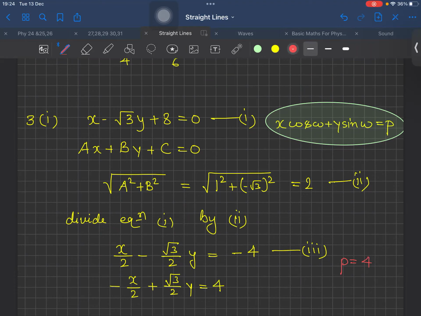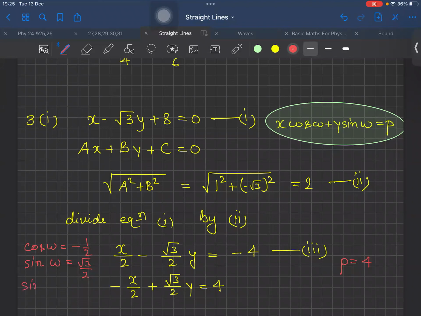Now cos omega is equal to -1/2, and sin omega is equal to root 3/2. So what value is that? See, if omega is 60, it should be equal to 1/2, not -1/2. If it is -1/2, that means it lies in the second quadrant. So use trigonometry here. If sin omega is root 3/2, there are two values for which it holds. One is 60 degrees and one is 120.